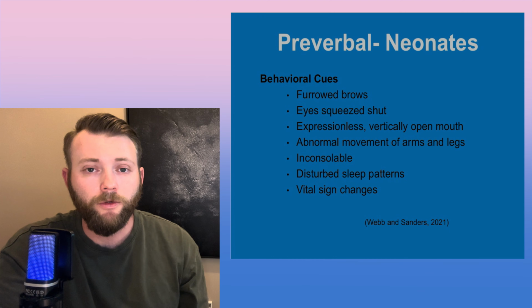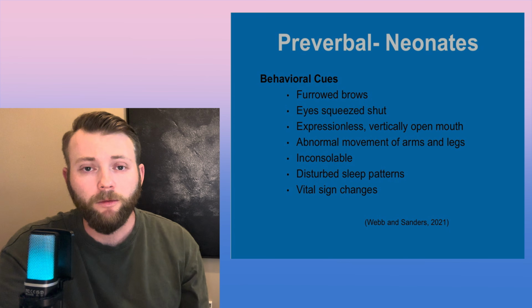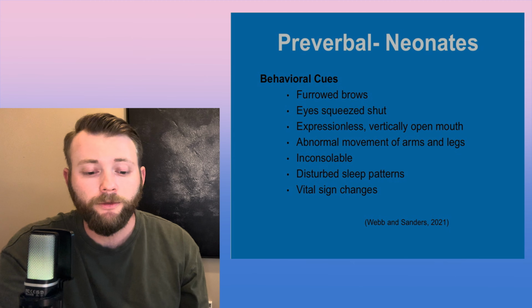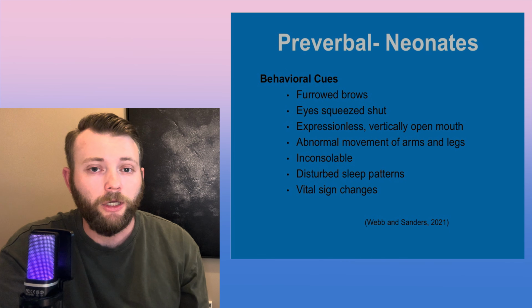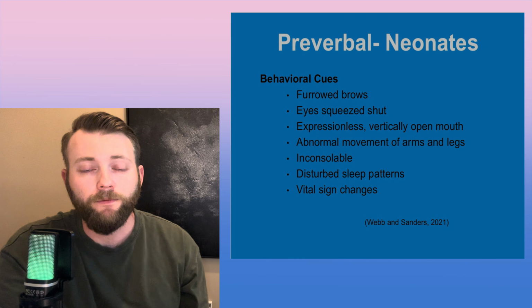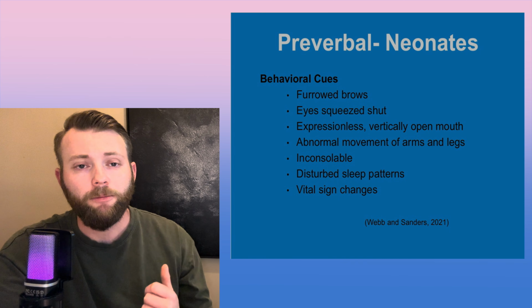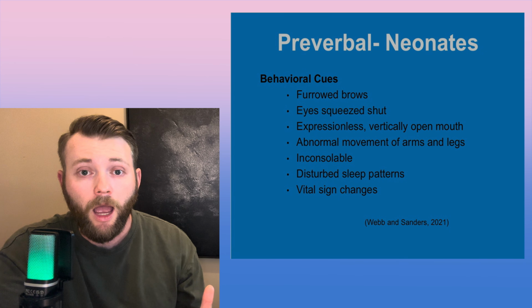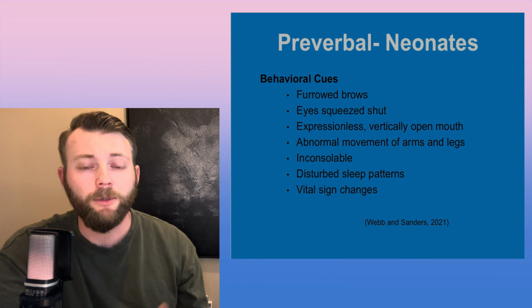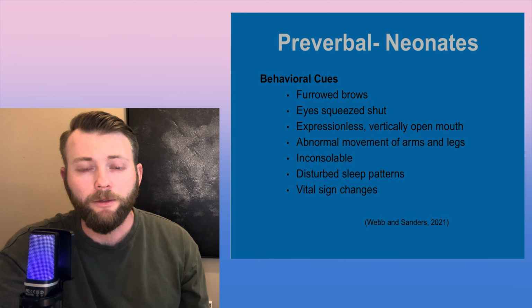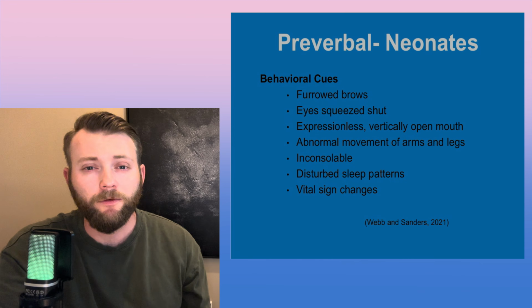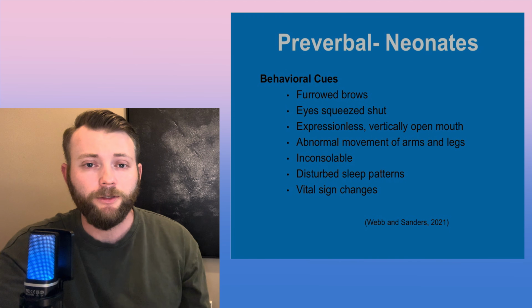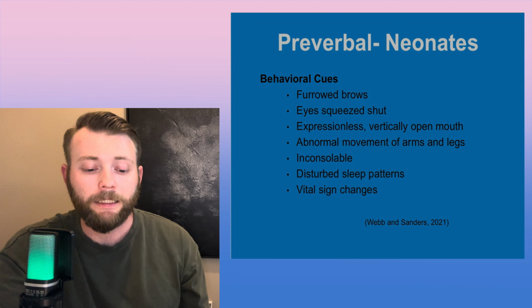Some of the behavior cues to look out for in preverbal neonates would include furrowed brows, eyes being squeezed shut, and expressionless, vertically open mouth. So kind of like the patient's in pain and they're almost shocked and they open their eyes real wide and just kind of freeze for a second with their mouth open. That would be a sign of pain in a neonate. Abnormal movements of the arms and legs, or even withdrawing from painful stimulus, could be included in this. Inconsolability is a big consideration for neonates and infants alike.